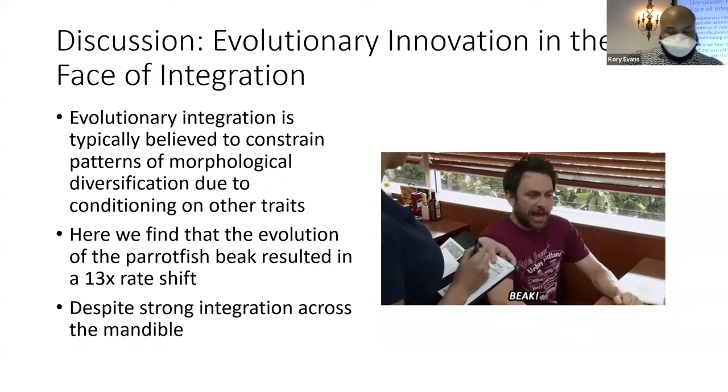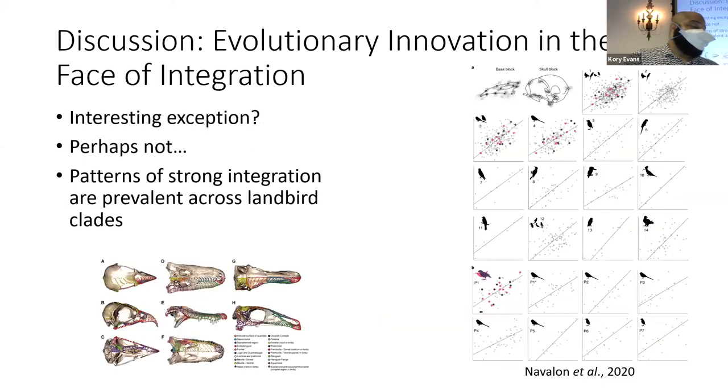So how does this happen? And where else are we seeing this? We look to our friends, the birds. Studies have shown really strong observed patterns of integration that date back to archosaurs across the skull, despite the fact that we know birds have undergone really variable and high rates of skull shape evolution.